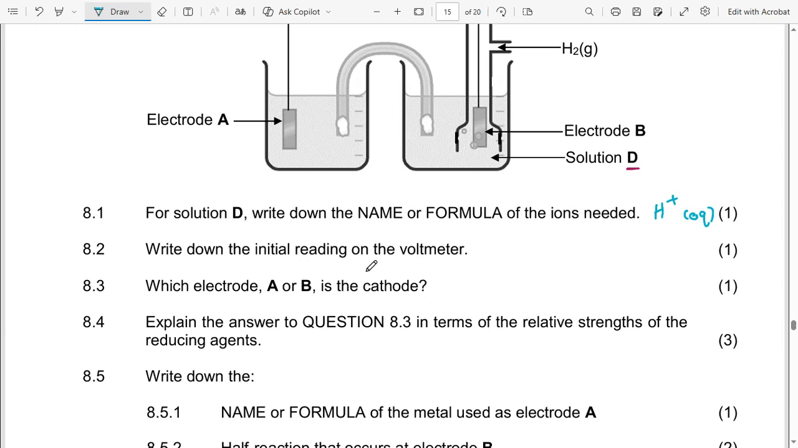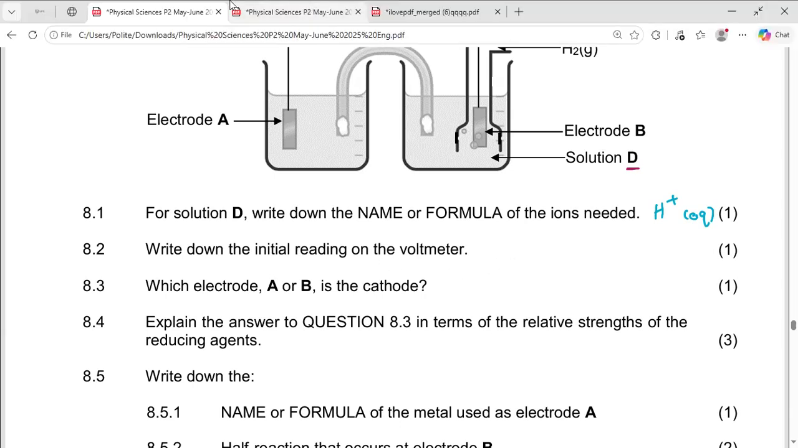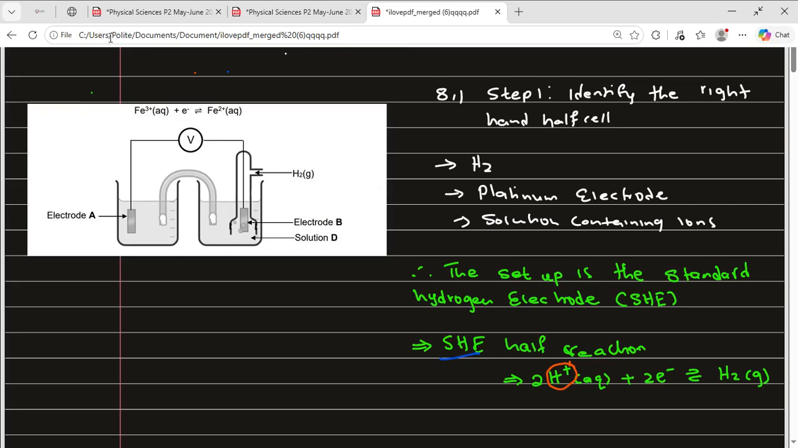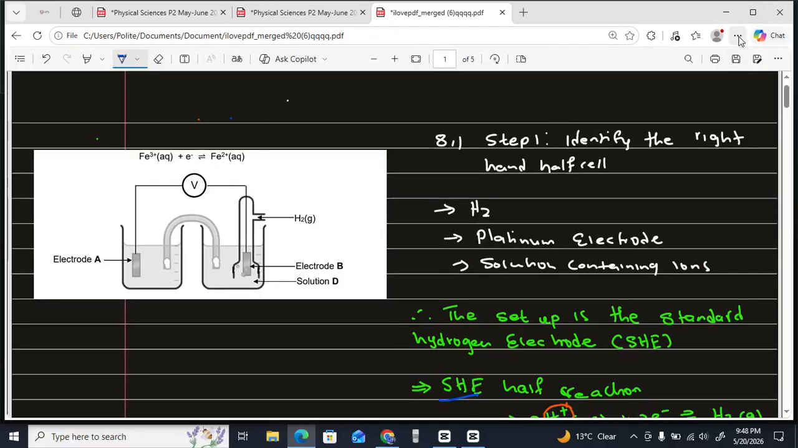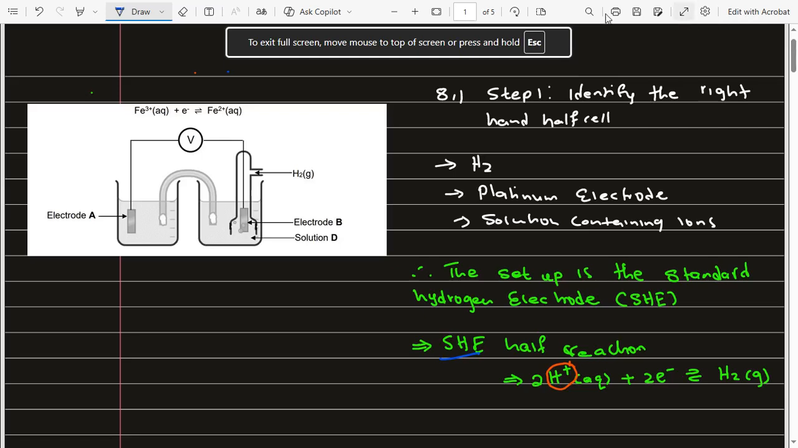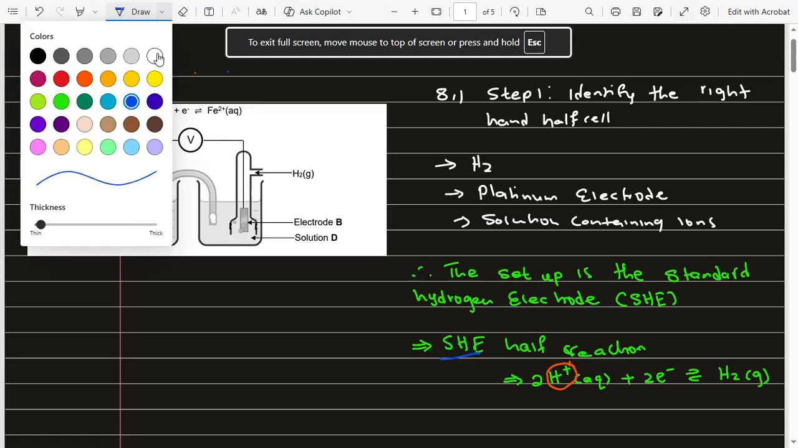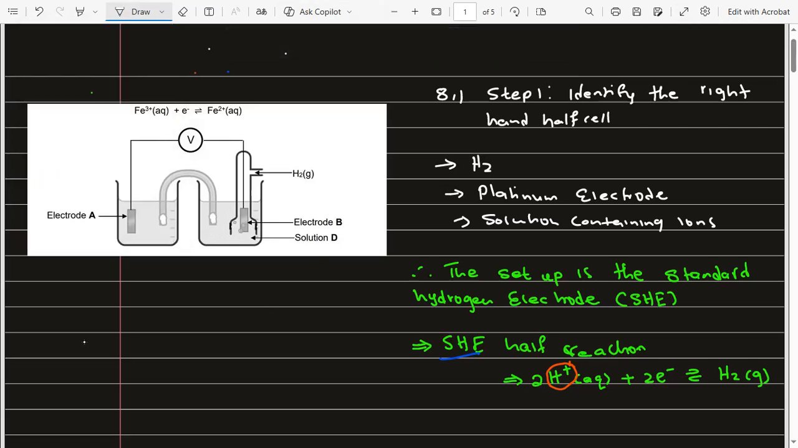8.2, write down the initial reading on the voltmeter. Even this one, I'm going to take my time to answer that question. So for 8.2, I'm definitely going to take my time to answer it. Look at what we have now on this 8.2. They said that we are looking for what? Write down the initial reading on the voltmeter.